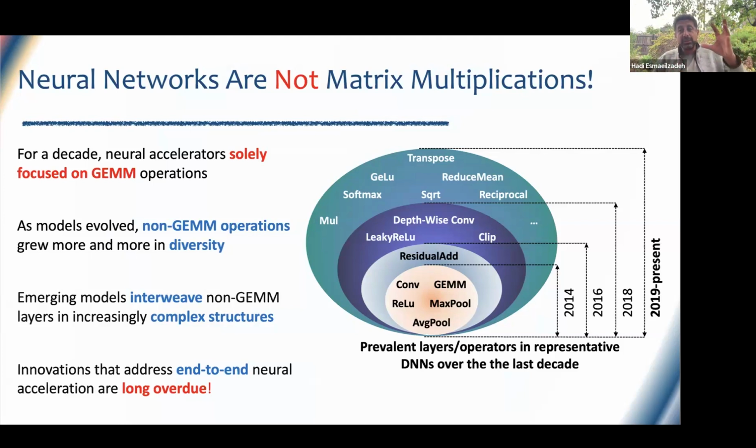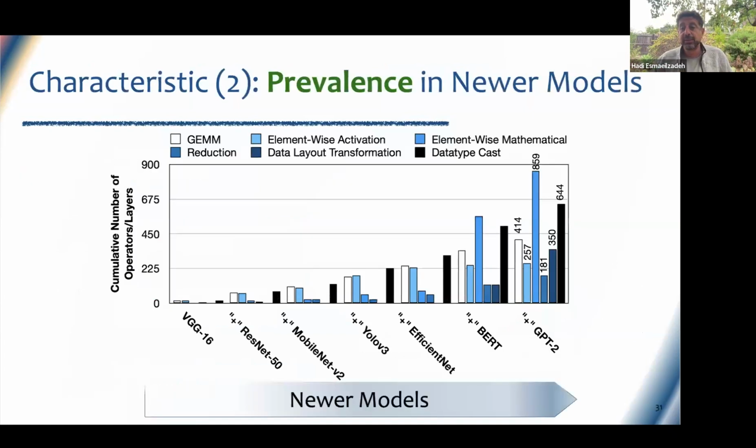If you have GEM operations at the beginning and then some non-GEM operation at the end, that's not a problem. They are actually intertwined with the GEM operations in very complex patterns. So we actually need innovations on non-GEM operations that can deliver the performance benefits that we need to perform end-to-end acceleration of the neural networks.